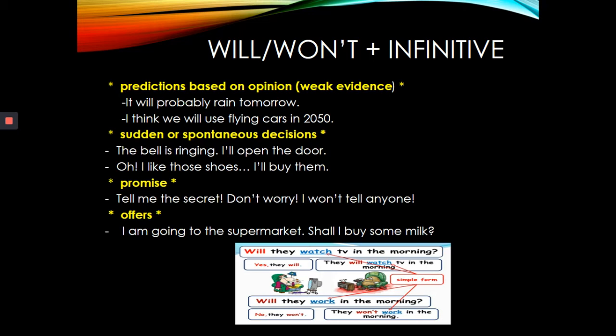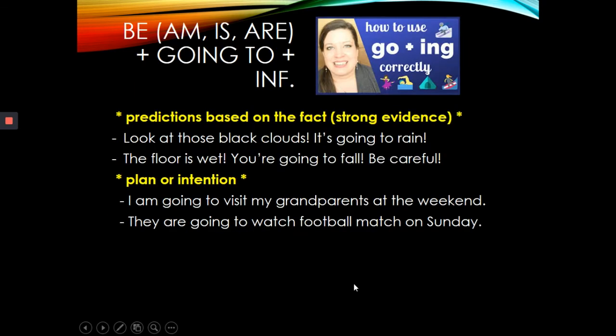Will is mostly used for prediction based on opinion or for sudden spontaneous decisions. We can use it also for promises and offers. Here you have a box with questions starting with will and positive and negative short answers. Let's go to the be going to structure. Be going to is used for prediction based on the fact or strong evidence and for plans or intentions. You have here examples for every usage.